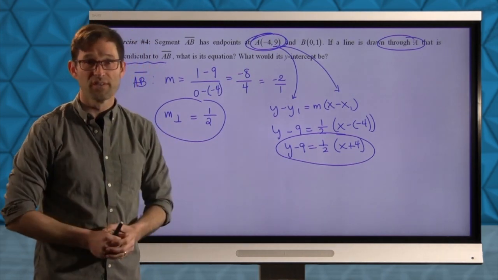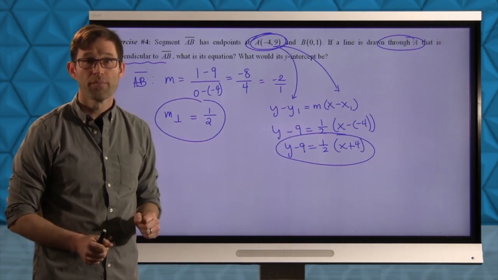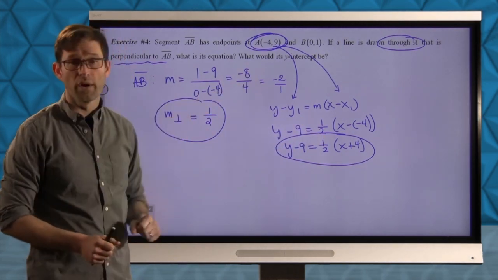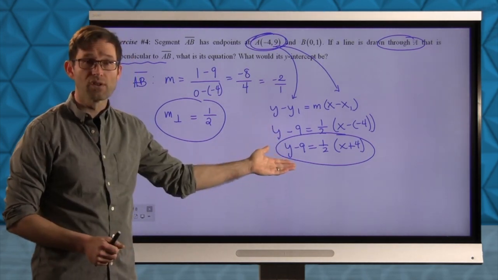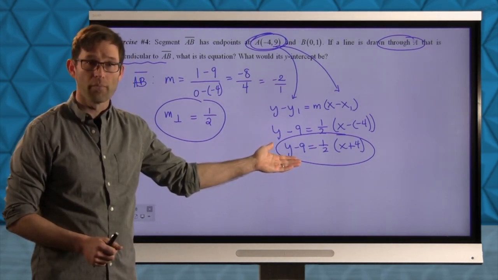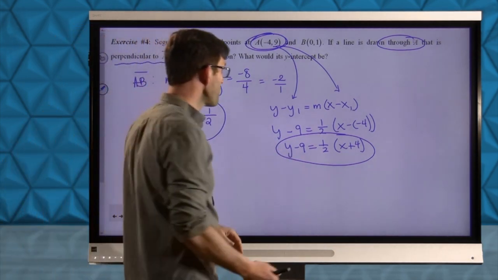What is the equation of this line? y minus 9 equals 1/2 times x plus 4. What it's not a good answer to is what its y-intercept would be. To do that, it would make sense now to rearrange this into y equals mx plus b form to be able to identify b. So let's do it, and we'll finish off the lesson.